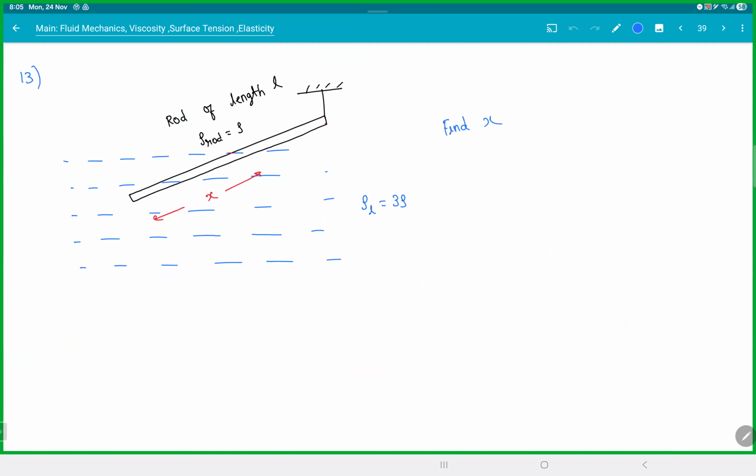Let's get this. We have a rod tied on one side. The density of the rod is rho and the liquid is 3 rho. Length is L. Some part is floating out and some part is sinking inside. Find x. You guys should definitely try all these questions again, and whatever questions you didn't get or had a confusion about, you should do them again.